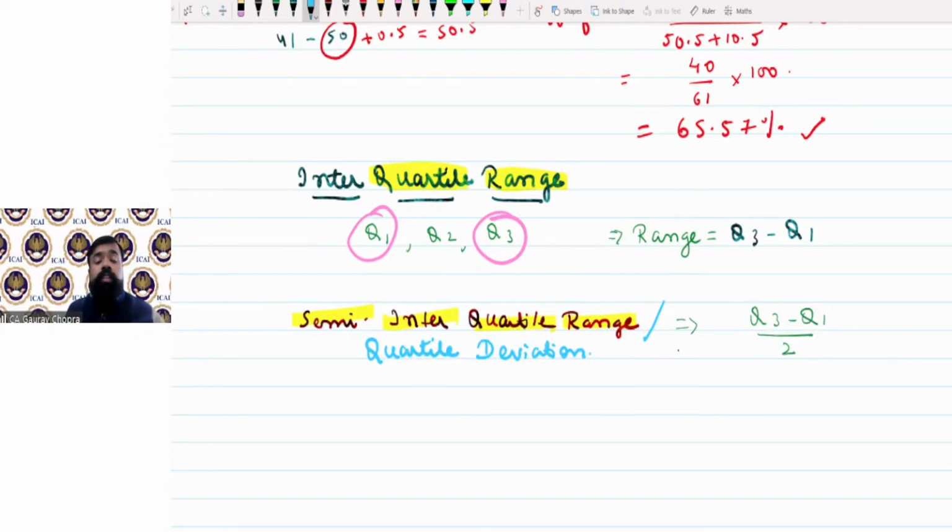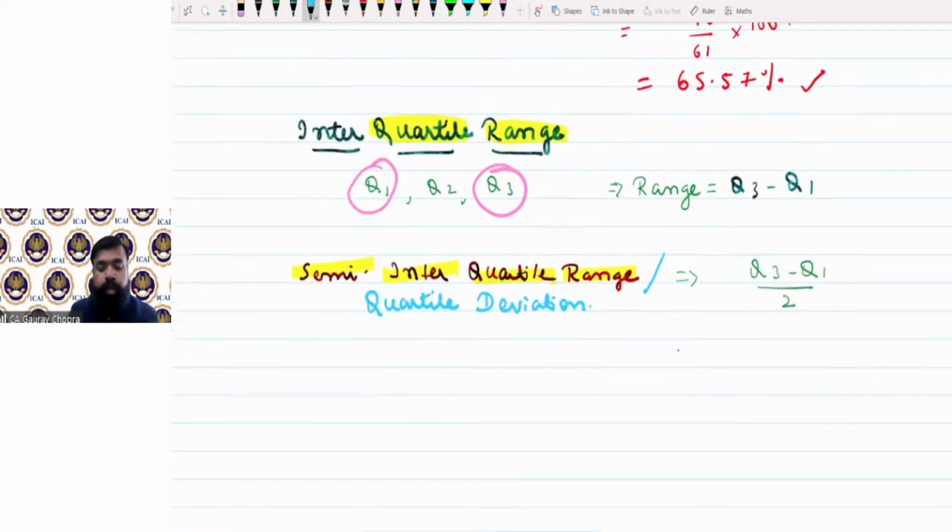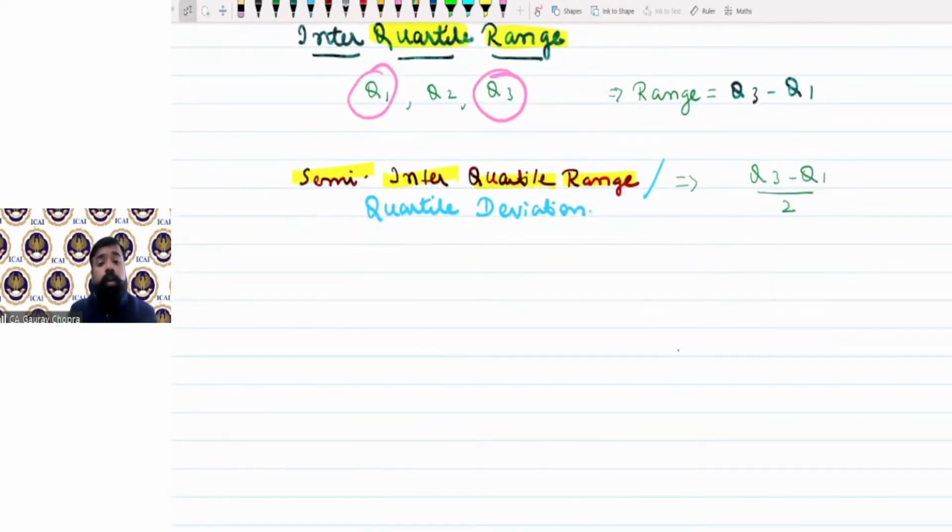But quartile deviation will be discussed in detail in the second session of the chapter. In today's session, we will be completing range and mean deviation. So quartile deviation we will discuss in detail in our next session. All right. Now let's come towards mean deviation.